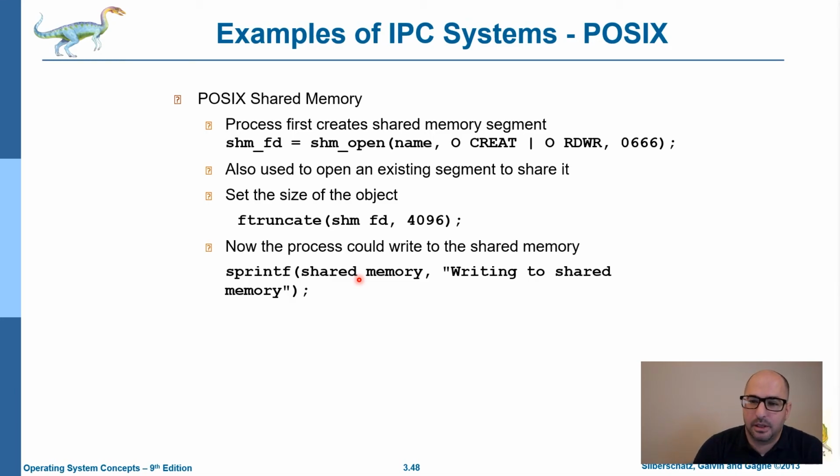Shared memory on a POSIX system is created by shm_open with a set of parameters. I'll let you take a look at those. Then we set the size, in this case, to 4 megs. And then we can write to our shared memory, using the shm_fd, just by placing bytes in that location in memory.